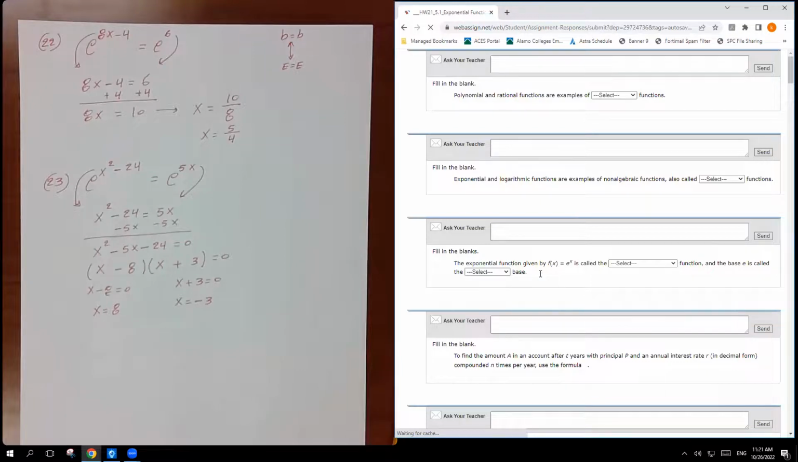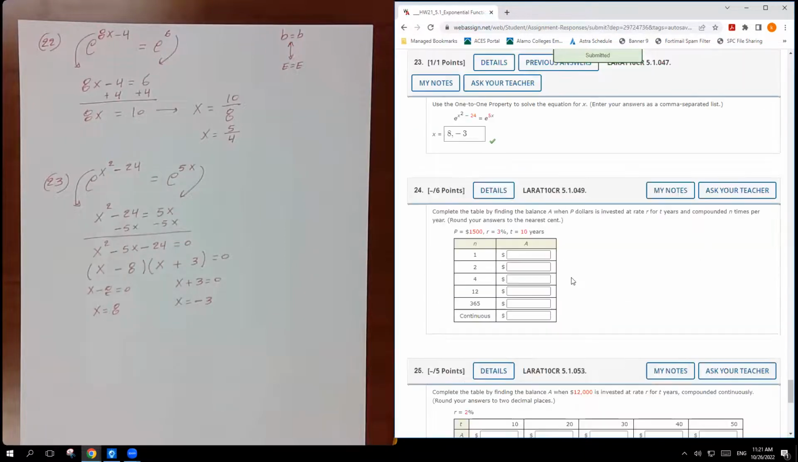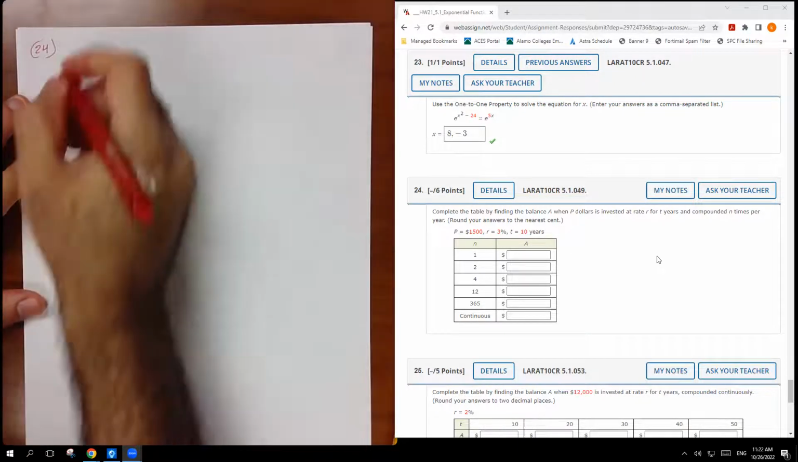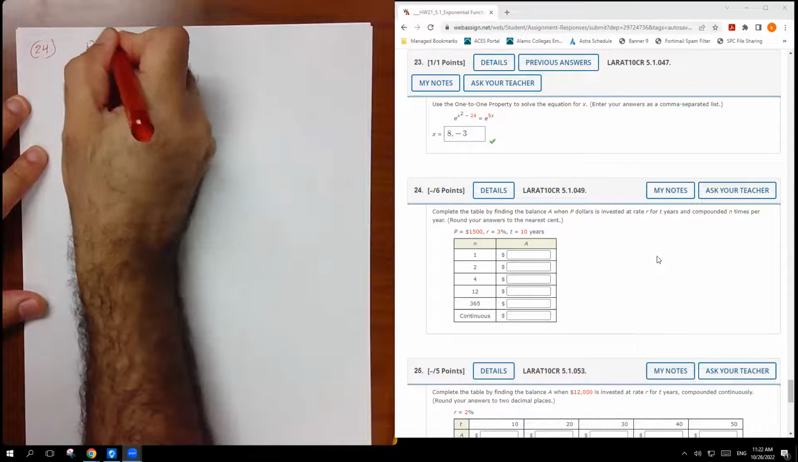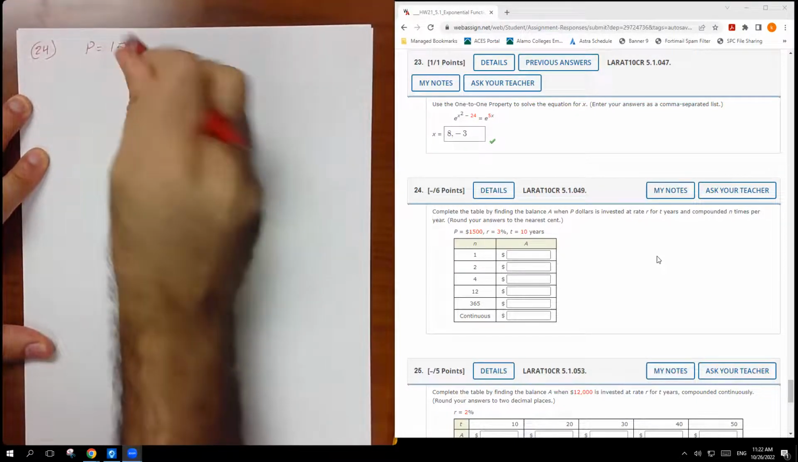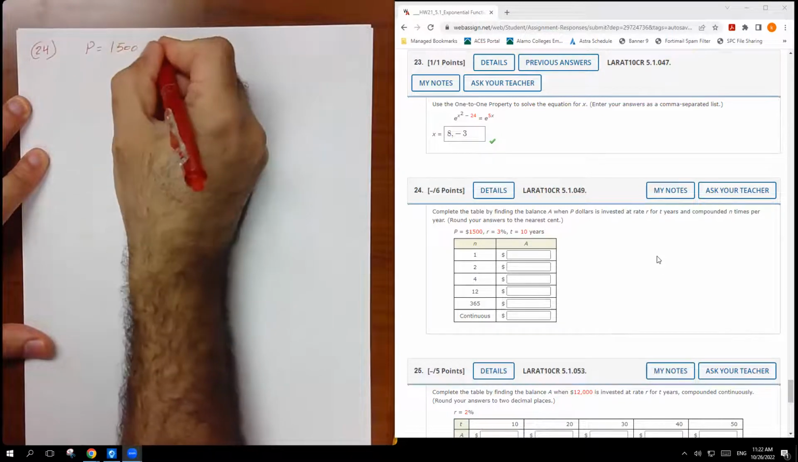That's it for this example. Now let's see example 24. Example 24: complete the table by finding the balance A when P dollars is invested at rate R for time T, compounded n times. They're telling you P equals 1500, and they give you this information, and we need to find A, which is the balance.